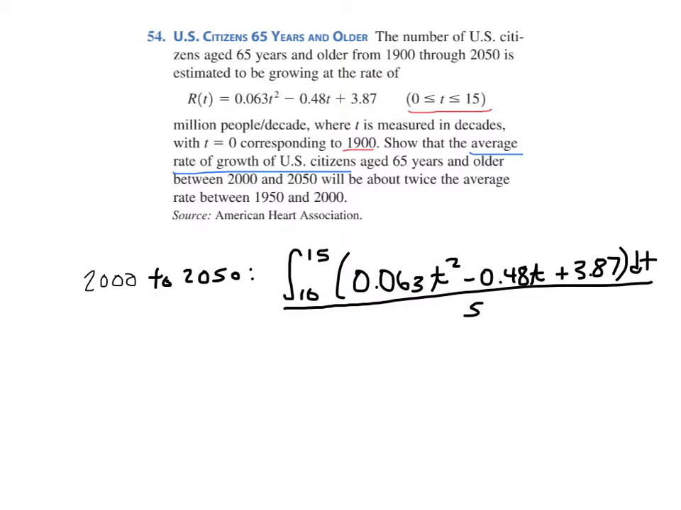And then we'll do the same thing for the range 1950 to 2000. That integral will be the integral from 5 to 10 of the same function. Excuse me, that's a 10 there.